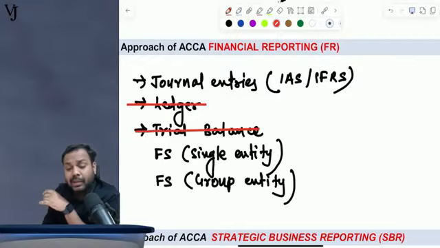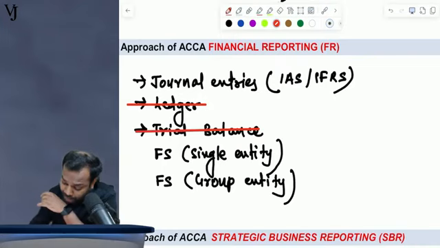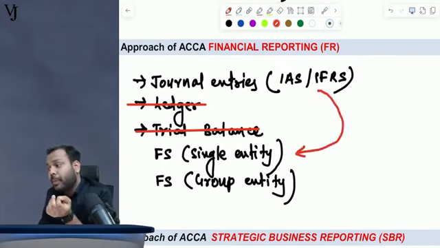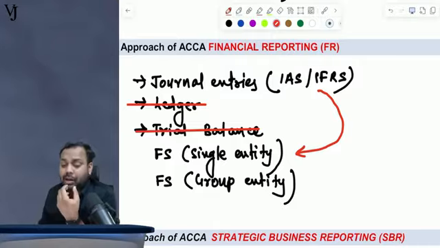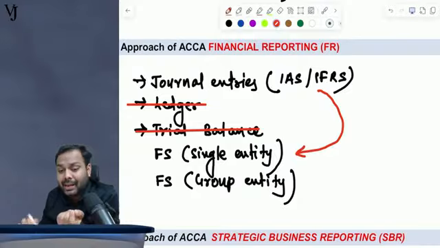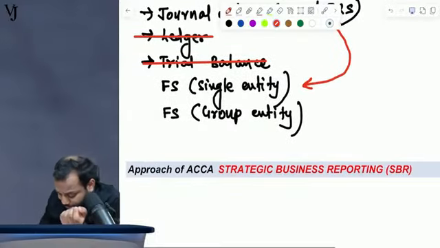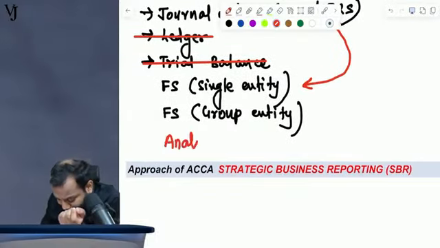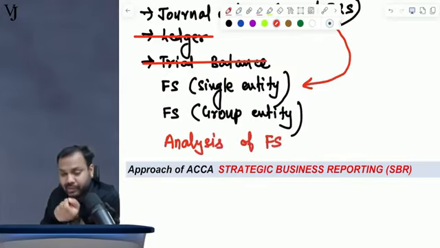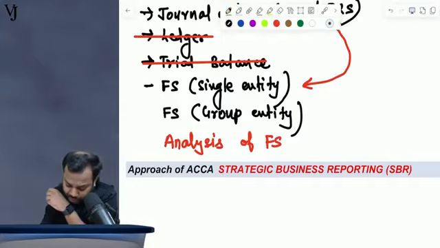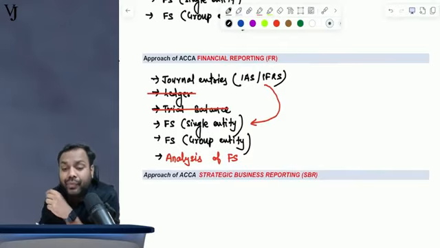Now, will they ask preparation of financial statements? Yes, but on the basis of IAS and IFRS. Will they ask you for preparation of group entity financial statements? Yes, but again on the basis of IAS and IFRS. Additionally, they will also ask you for analysis of financial statements. This is what is expected at FR level.